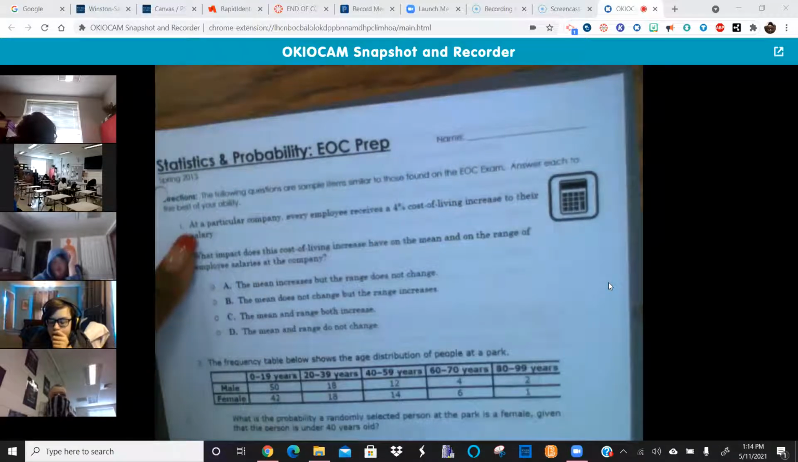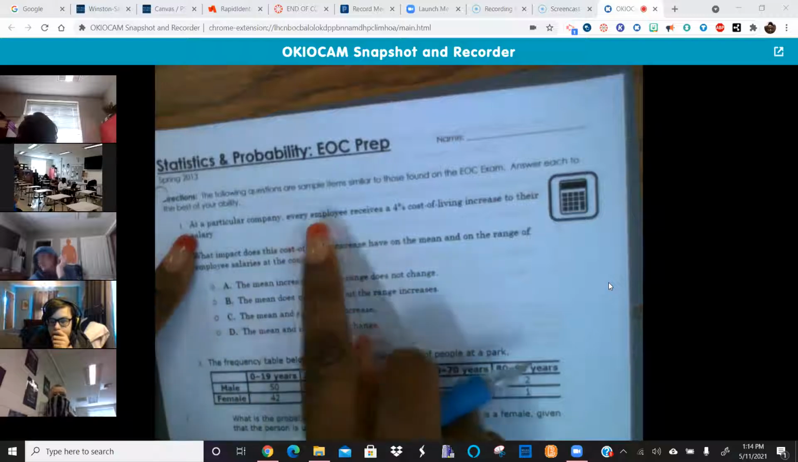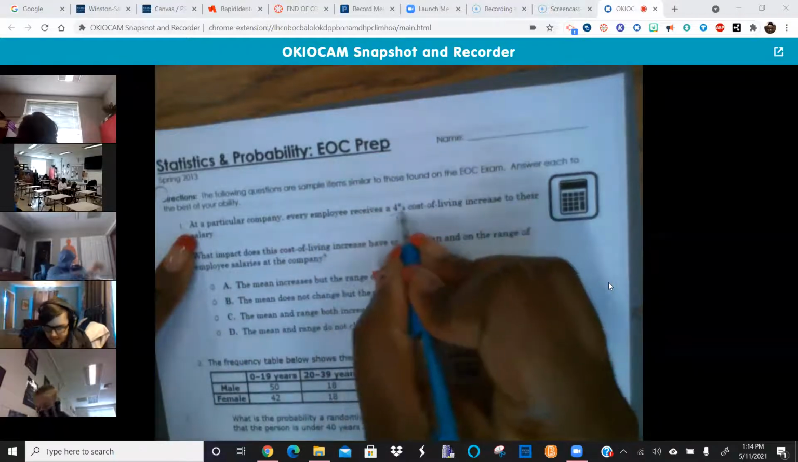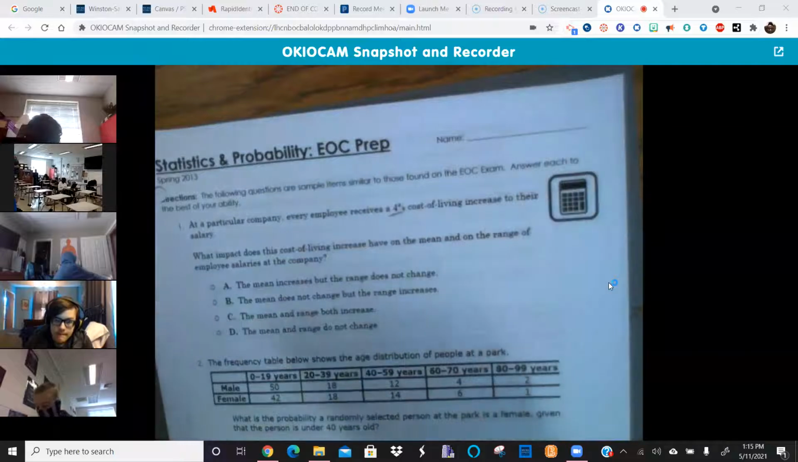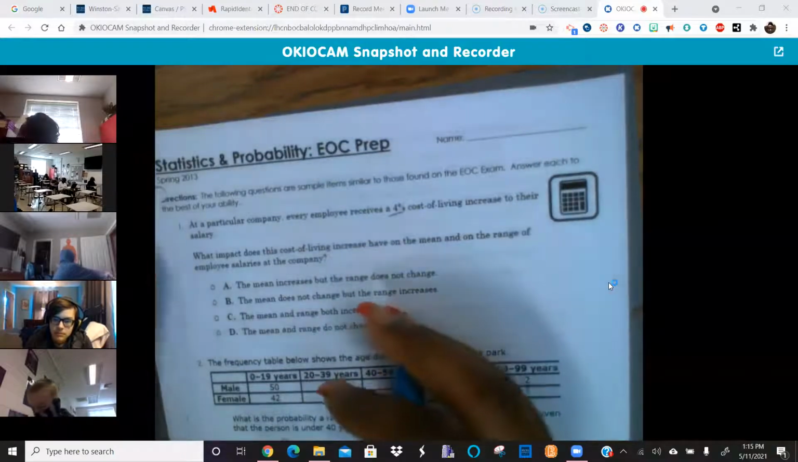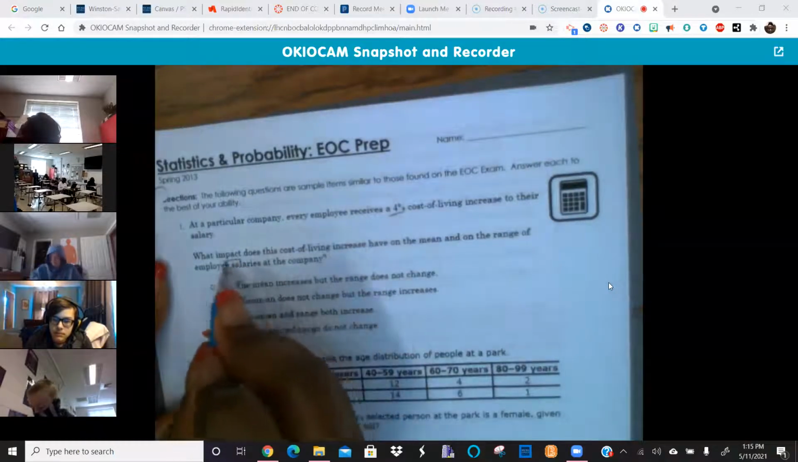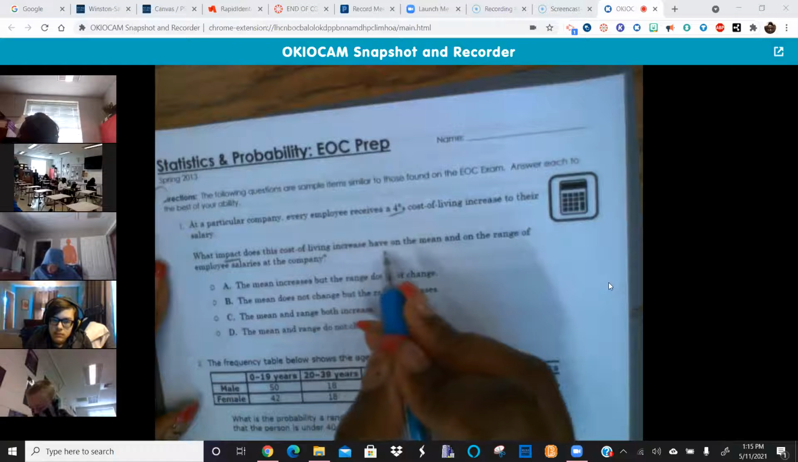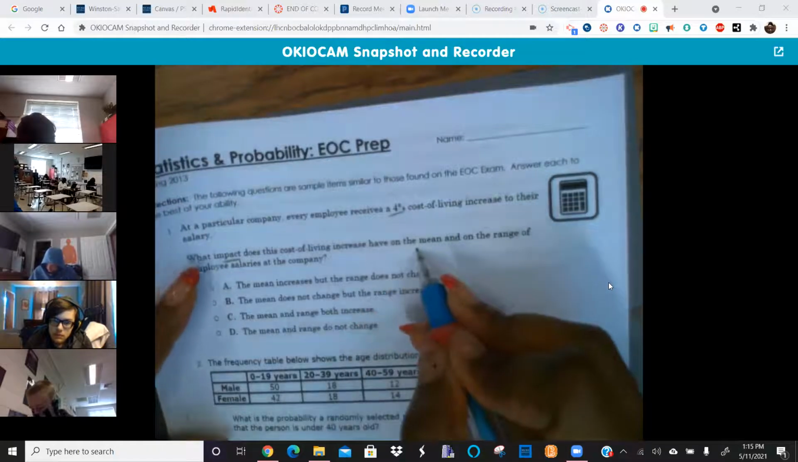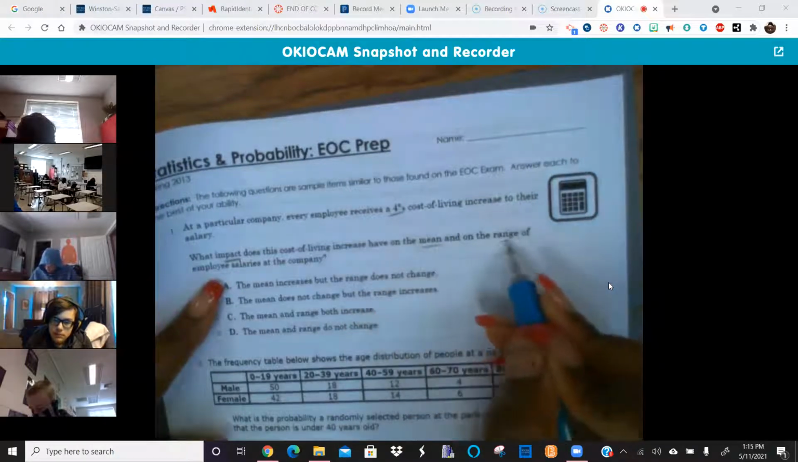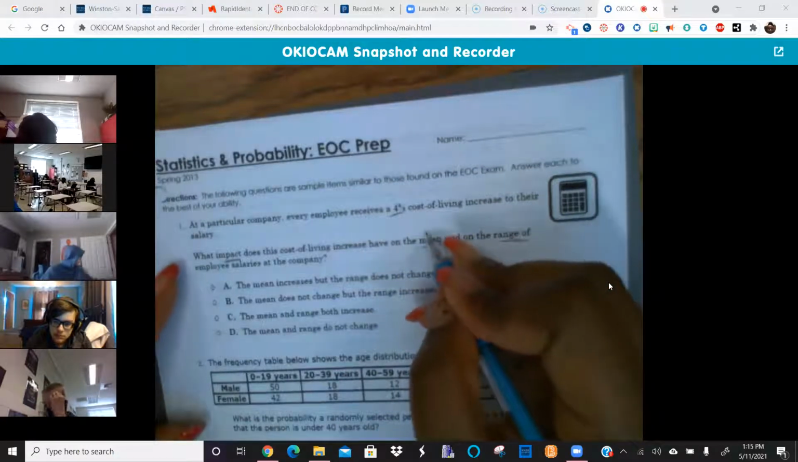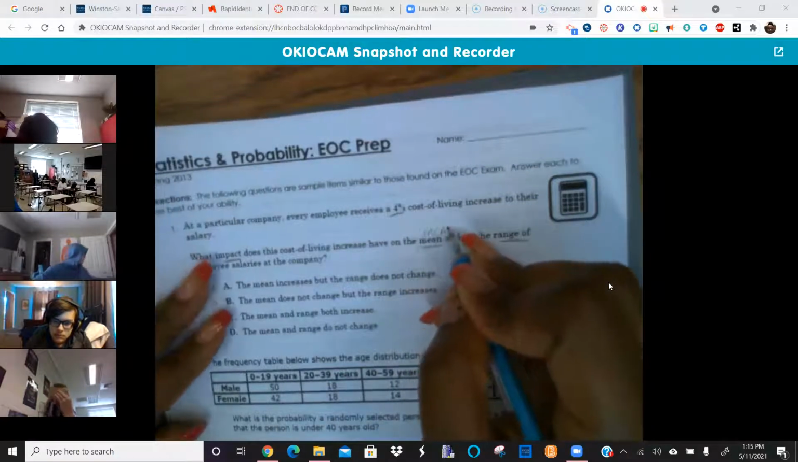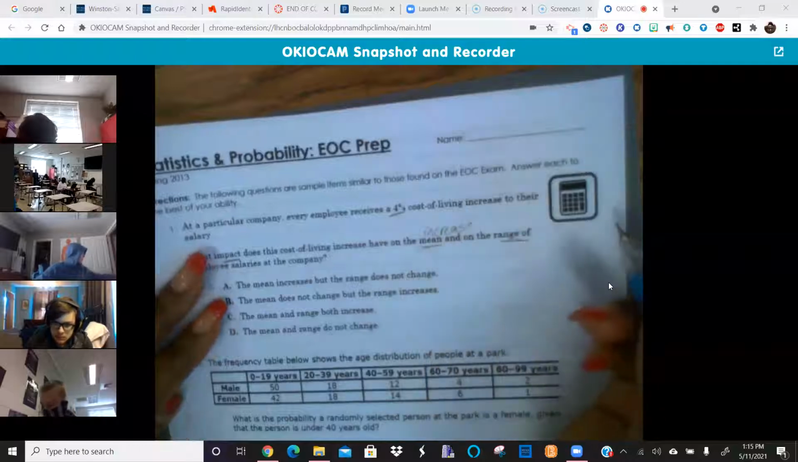The first question says, at a particular company, every employee receives a 4% cost of living increase to their salary. So everybody's salary is going to go up 4%. What impact does the cost of living increase have on the mean and the range? Well, if each of the numbers is going up, that's going to make your mean increase also. Your mean is going to increase.